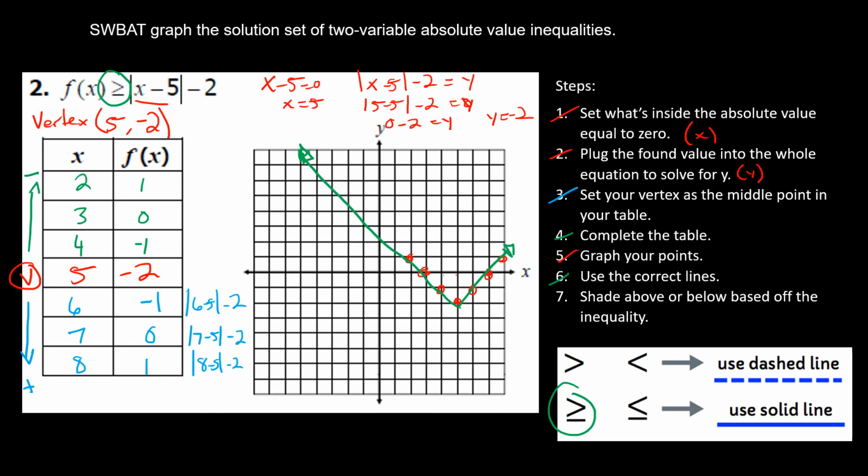and then do we shade above or below? We're talking about all the values that are greater than. So these are numbers that are bigger. Okay, so when we talk about the numbers that are bigger, we want to shade above.